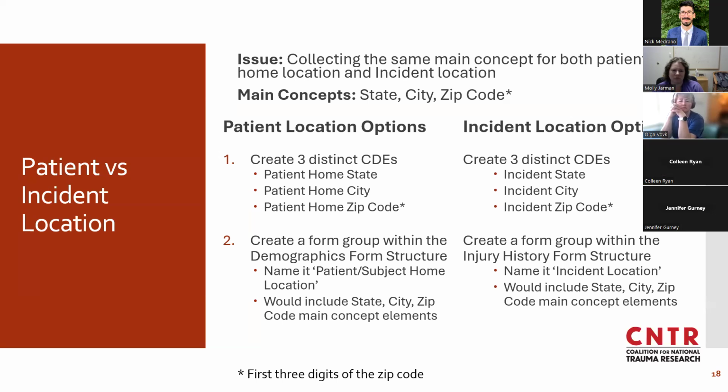Does it matter if it's 3 distinct CDEs or if it's just this big one? I mean, what happens if they only have a portion of the information? Does that make it then an incomplete data point?